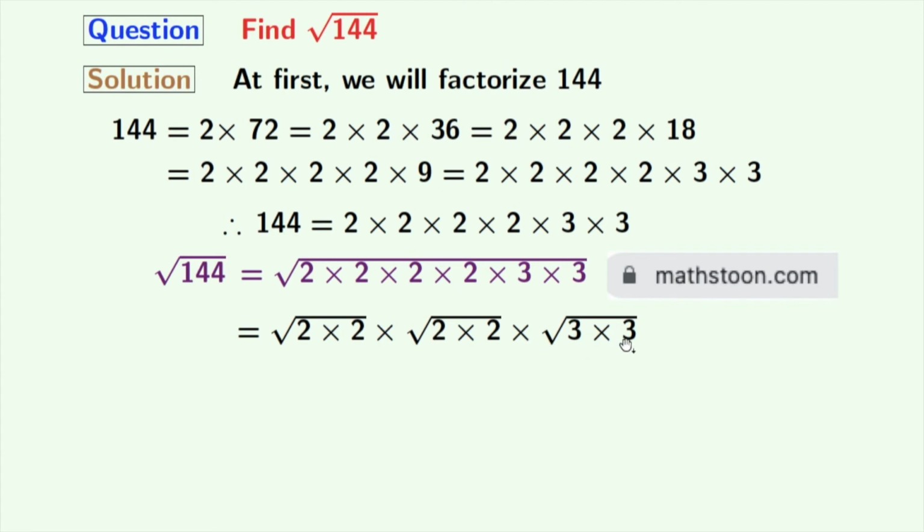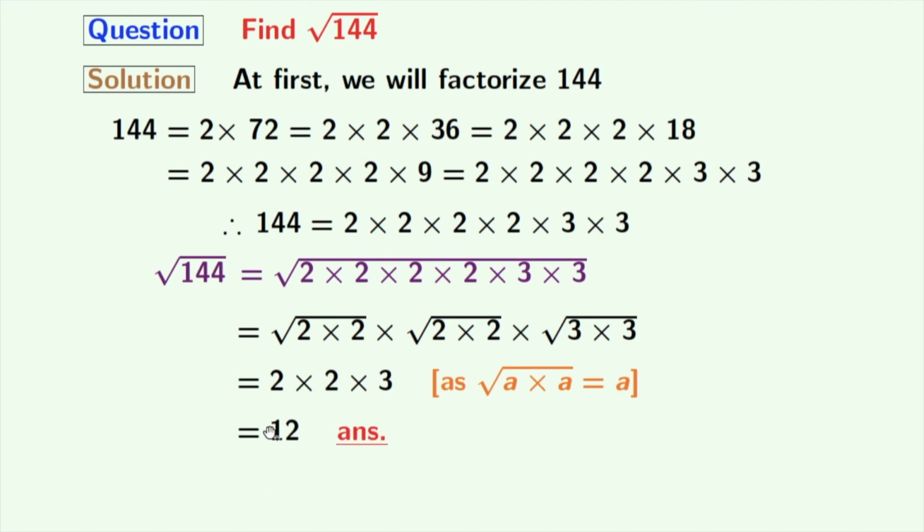of 3 times 3. From the first square root we get 2, and from the second square root we again get 2, and the third square root gives us 3. As we know that the square root of a times a is equal to a. In the first and the second square root, a is 2, and in the third square root, a is 3. After multiplication, we get 12, which is our final answer.